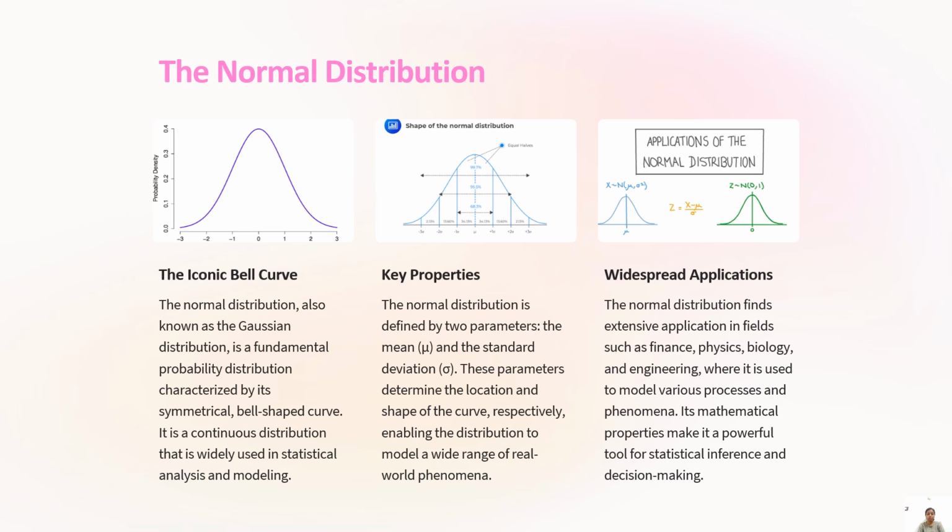Key properties of normal distribution. The normal distribution is defined by two parameters, the mean, that is mu, and the standard deviation, that is delta. These parameters determine the location and shape of the curve respectively, enabling the distribution to model a wide range of real world phenomena. Widespread applications. The normal distribution finds extensive application in fields such as finance, physics, biology, and engineering, where it is used to model various processes and phenomena. Its mathematical properties make it a powerful tool for statistical inference and decision making.